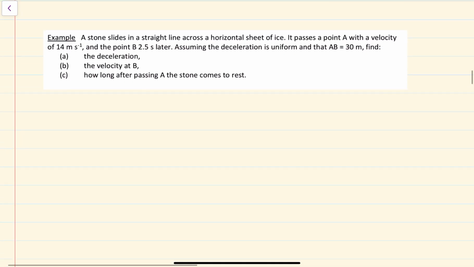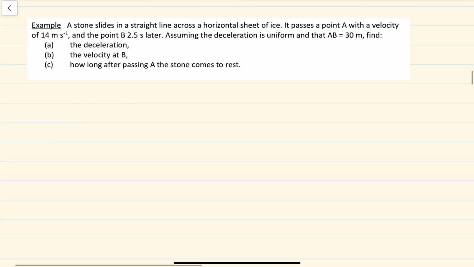Okay, right, next example says a stone slides in a straight line across a horizontal sheet of ice. It passes a point A with a velocity of 14 meters per second and a point B 2.5 seconds later. Assuming that the deceleration is uniform between A and B, find the deceleration, the velocity at B, and how long after passing A the stone comes to rest.